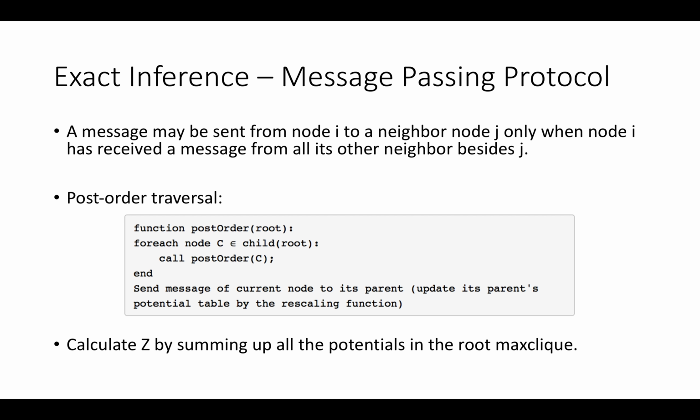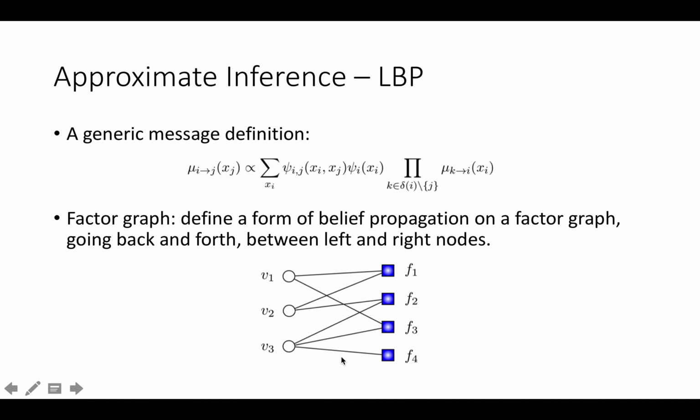Then we define a message passing protocol. A message may be sent from node i to a neighbor node j only when node i has received a message from all its other neighbors besides j. Since we only need to compute Z, this can be simply done by performing a post-order traversal on the junction tree. This is the pseudocode. Then we can calculate Z by summing up all the potentials in the root max clique. Those are for exact inference.